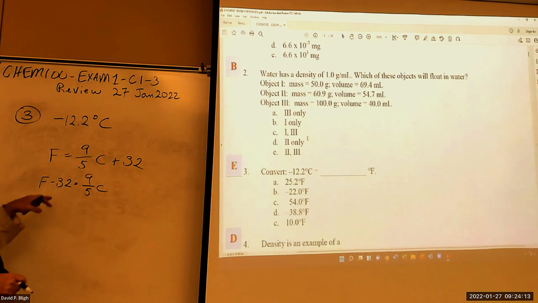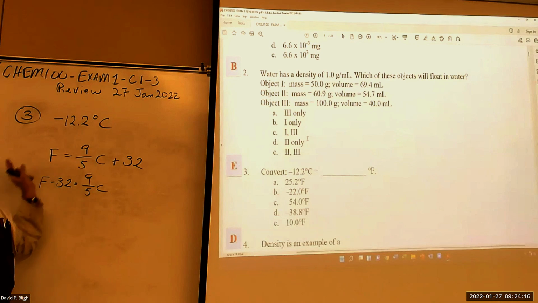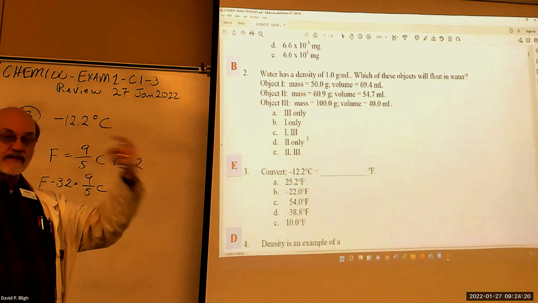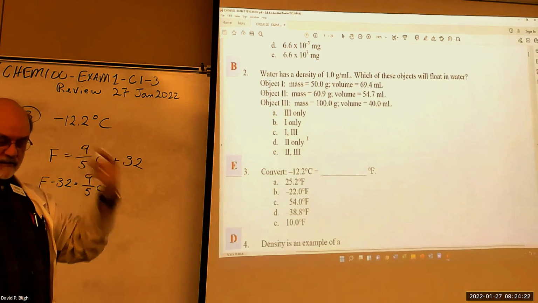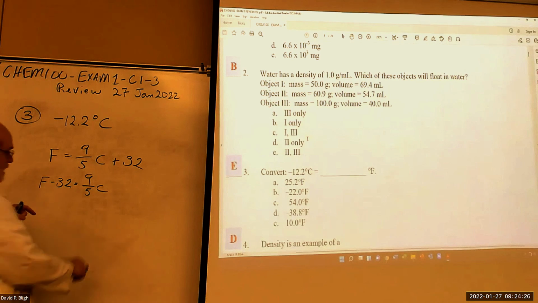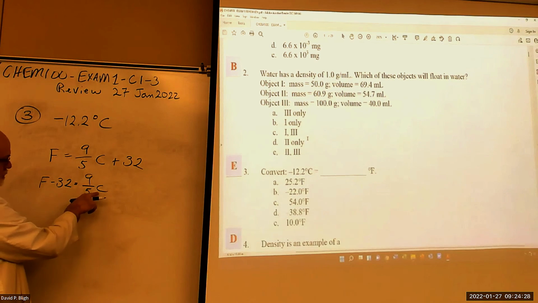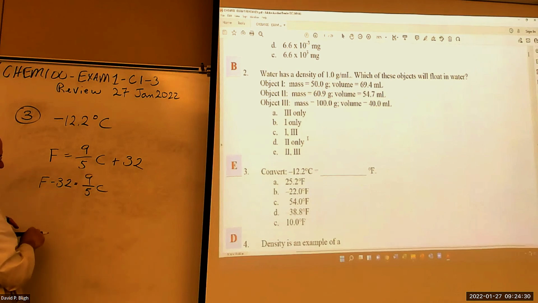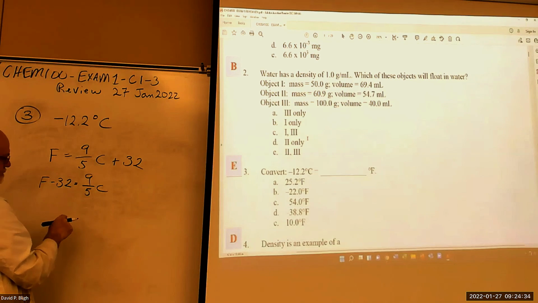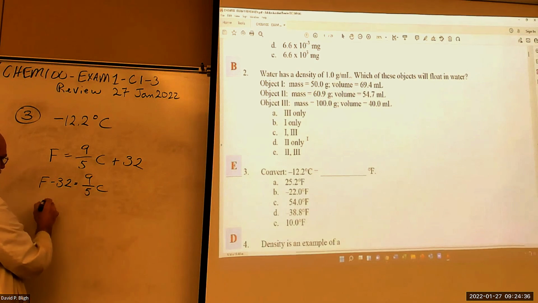Okay, you just subtract 32 from both sides. Anytime you do the same operation to both sides of the equal sign, it's kosher. It's valid. Okay. Now, in order to remove that fraction, we multiply both sides times 5, right? And that'll get rid of the 5 there.